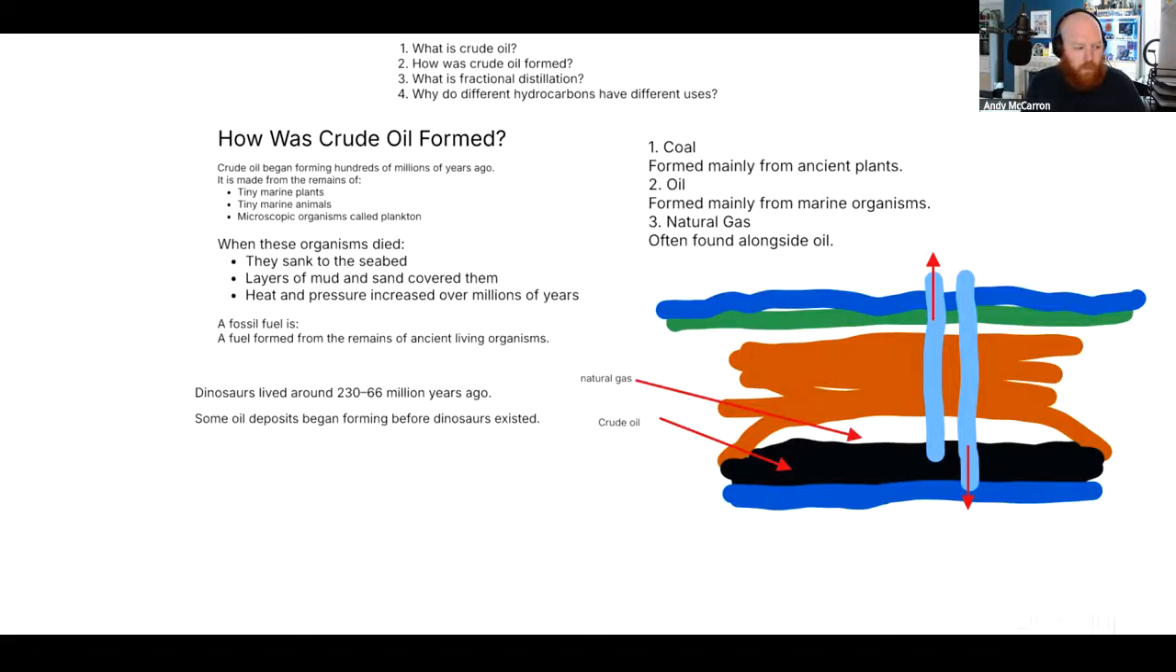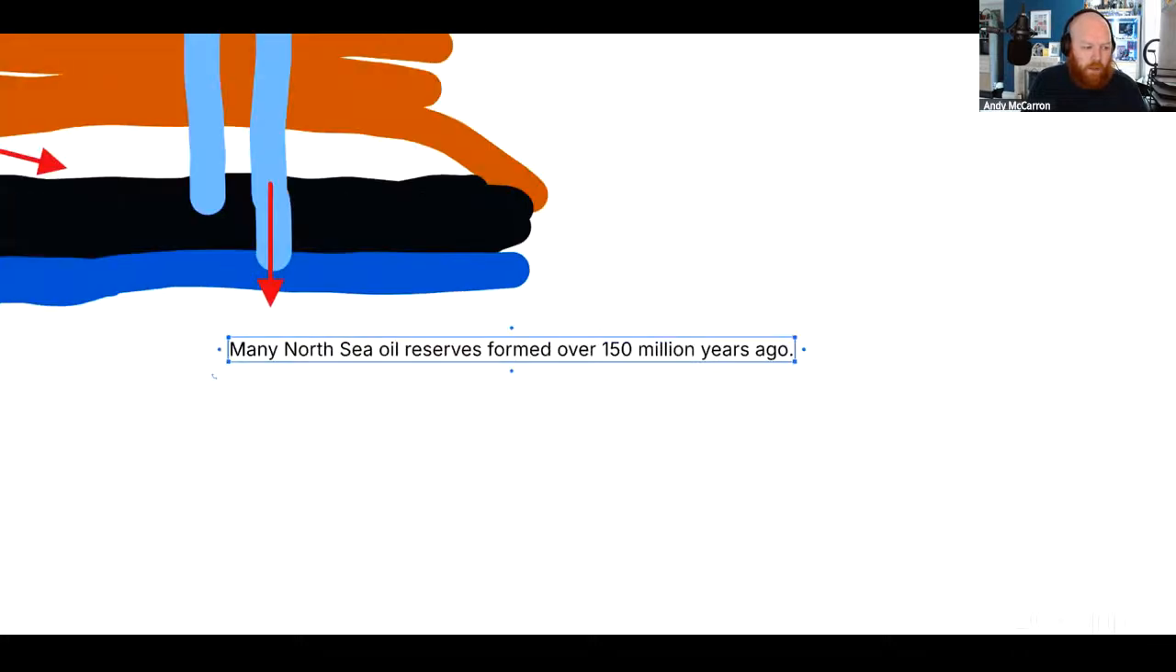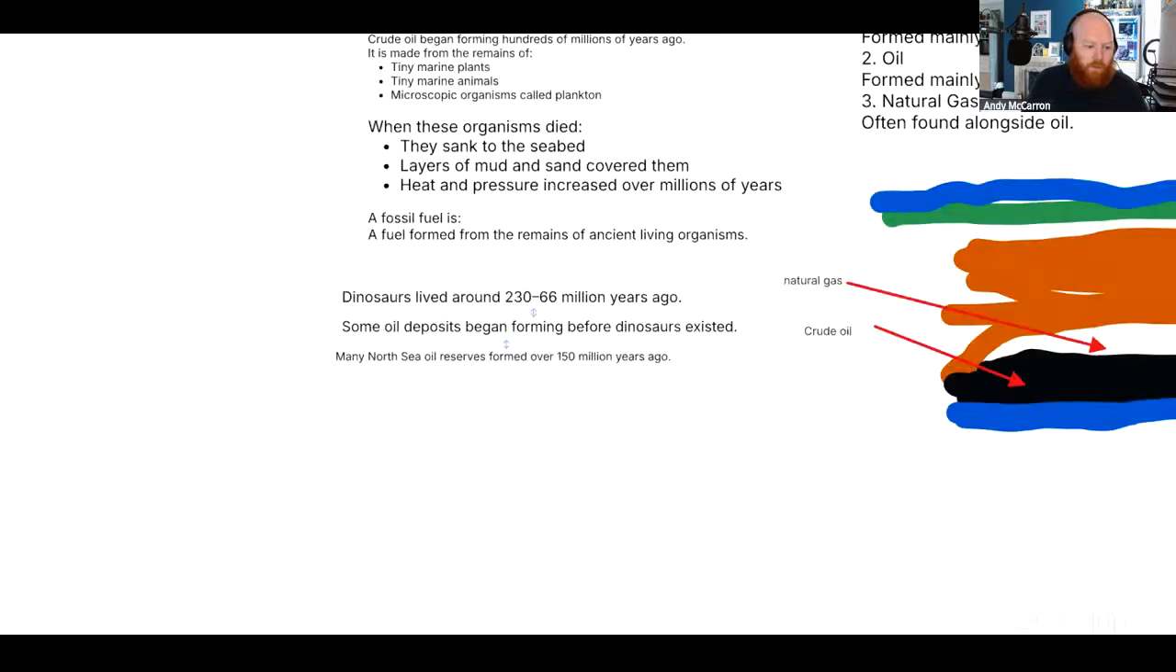But I do find it quite ironic, I don't know why it's suddenly shifted me all the way over there, I do find it quite ironic that we make plastic dinosaurs out of their remains. So many of our North Sea oil reserves.